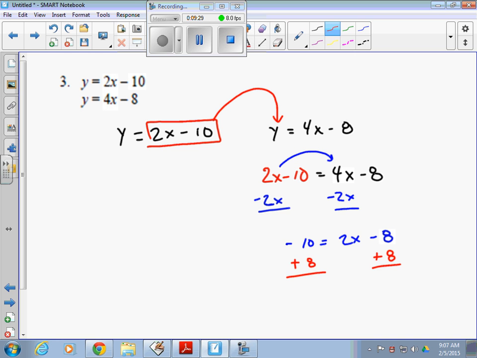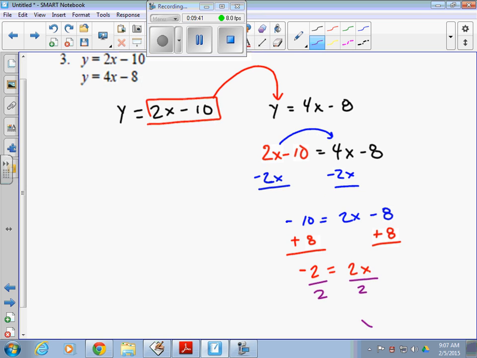Negative 10 plus 8 is negative 2. You still have 2x on the right. Undo 2 times x by dividing by 2 on both sides. And a negative divided by a positive is a negative 1. x is negative 1. Now you've got a value for x.